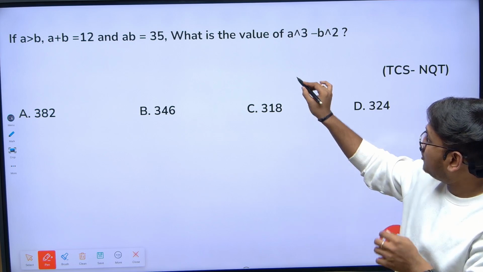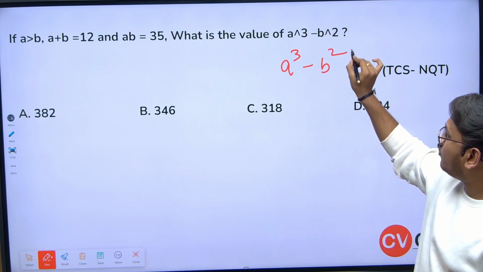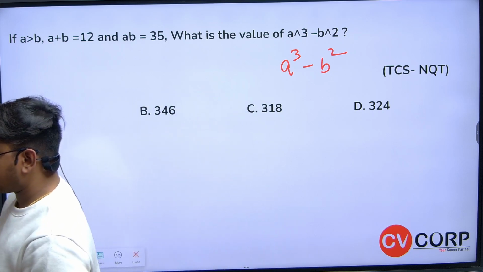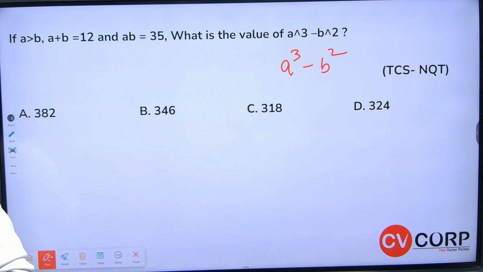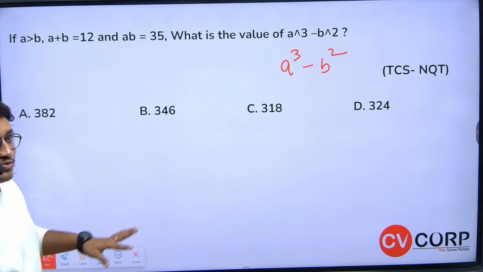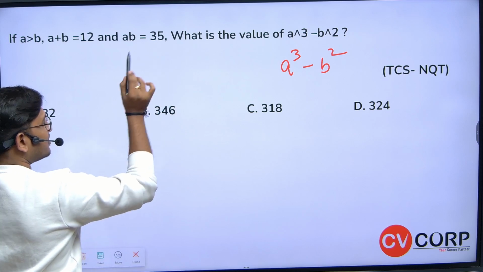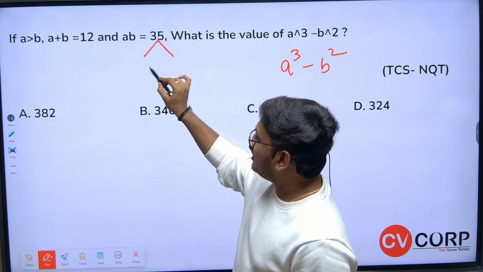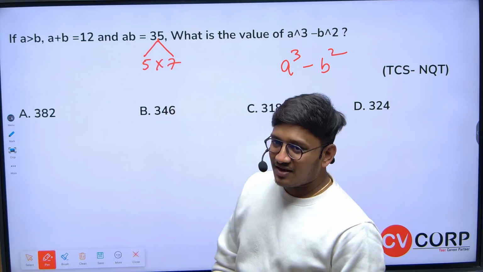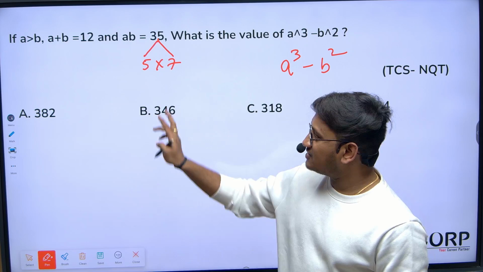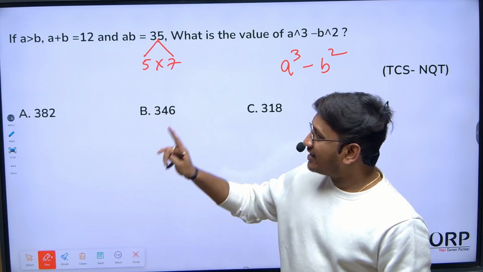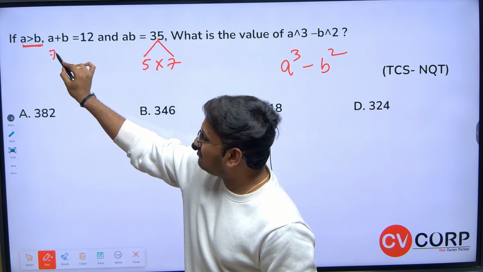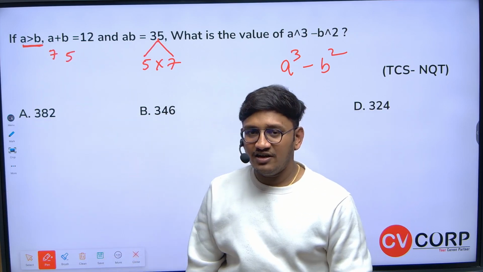Here they are asking you to find A cube minus B square. And the values given are A plus B is 12, AB is 35. Yes, exactly, Kendu posted the values of A and B. If you observe, AB value is 35. If you want to find the individual values, what can be the factors that you can divide 35 into? 5 into 7. Is there any other possible way to divide 35? No, right? Either 7 into 5 or 5 into 7. Now they clearly mention that A should be greater than B. Then I can say that A is 7, B is 5.